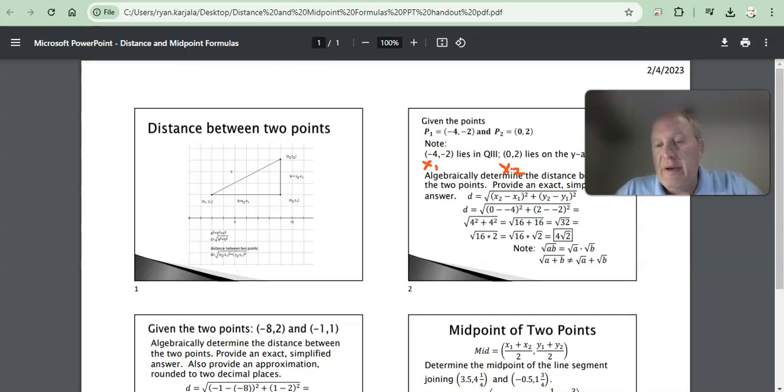So you have to break up the square root of 32 into the square root of 16 times 2. And the reason you choose 16 is because 16 is a perfect square. It has a square root. Square root of 16 is 4. So your answer is 4 square root of 2.